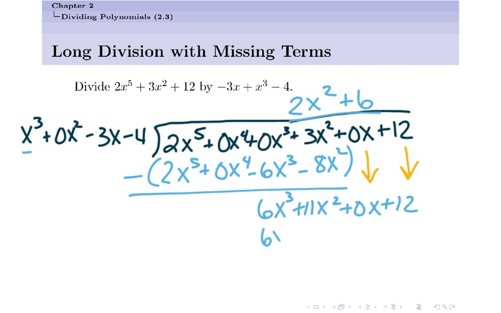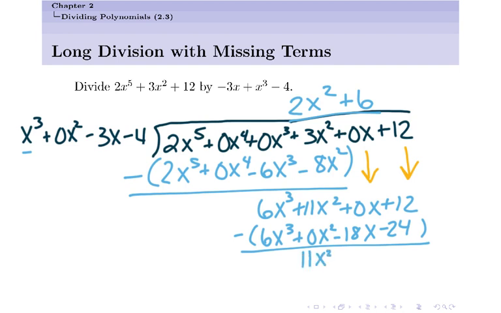6x cubed plus 0x squared. 6 times negative 3x, negative 18x. 6 times negative 4, negative 24. Subtract that entire thing. 6x cubed minus 6x cubed is 0. 11x squared minus 0x squared is just 11x squared. 0x minus a negative 18x is just positive 18x. Positive 12 minus a negative 24 is really 12 plus 24, so plus 36.